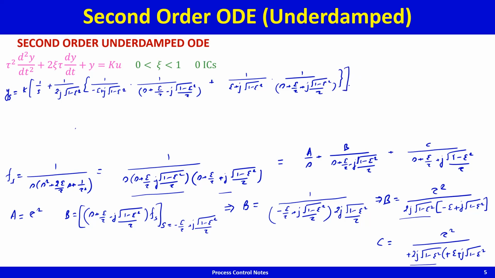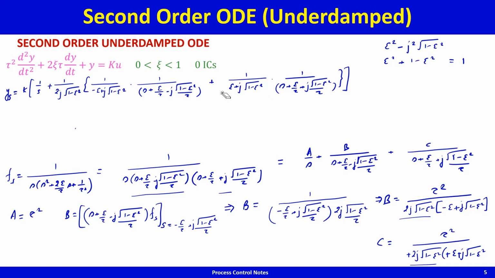Okay, now that we've got Y of s, let's look at these two complex numbers. If I multiply by their complex conjugate, what I will get is epsilon square minus j square times square root 1 minus epsilon square. So that's going to be epsilon square plus 1 minus epsilon square, that is equal to 1. So both these complex numbers, this one and this one, are of magnitude 1, and so that's that.